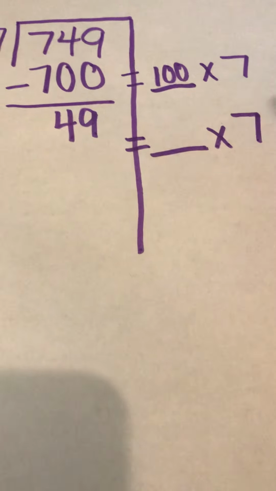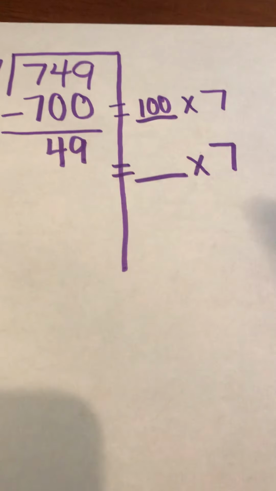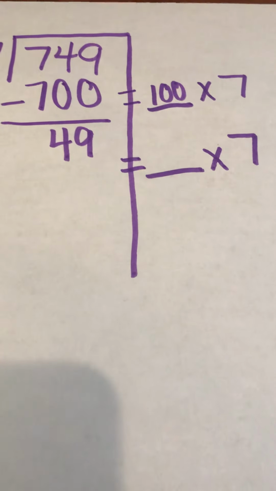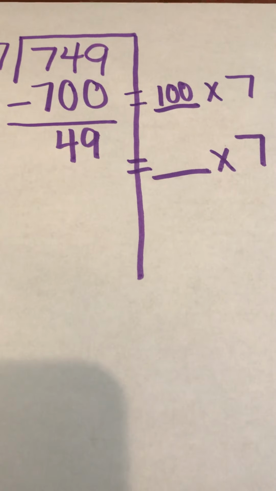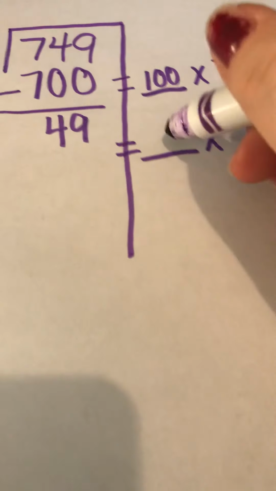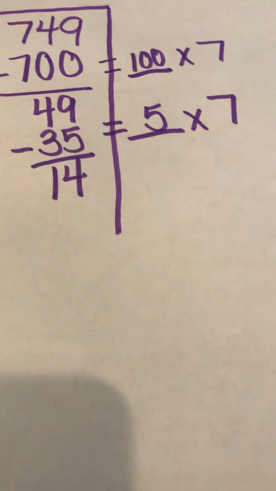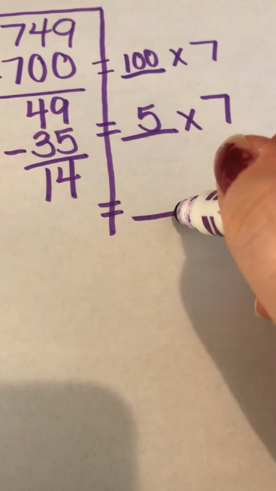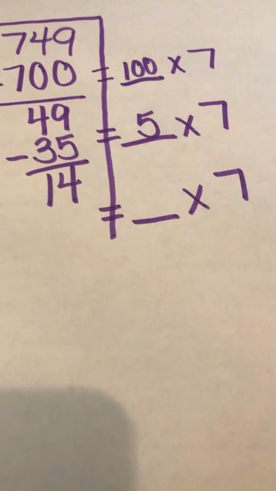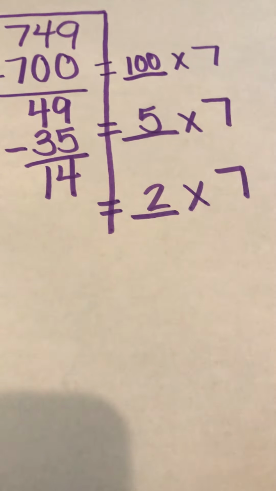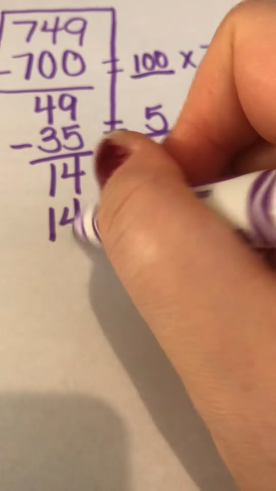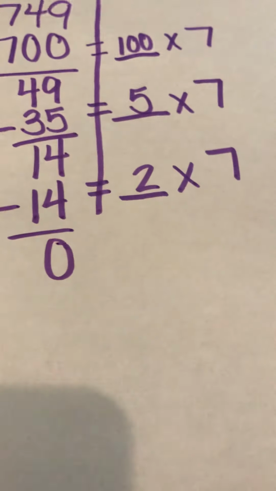So again, blank times 7, a number times 7. I'm thinking to myself, okay, what multiplication fact do I know off the top of my head? Oh, I know 7 times 5, or 5 times 7, is 35. And I'm going to go ahead and subtract, leaving me with 14. And again, I'm going to do a number times 7, and I know that 2 times 7 is 14. So I'm not going to have a remainder.